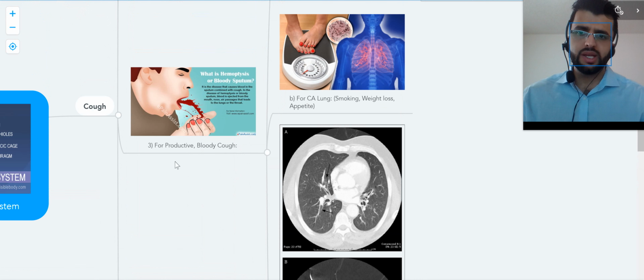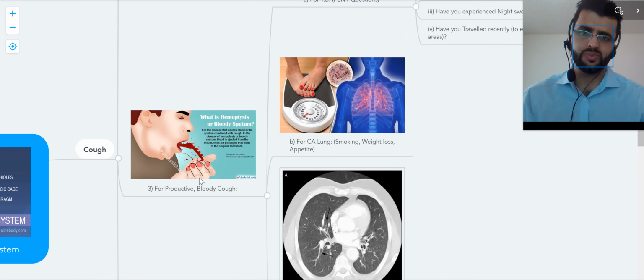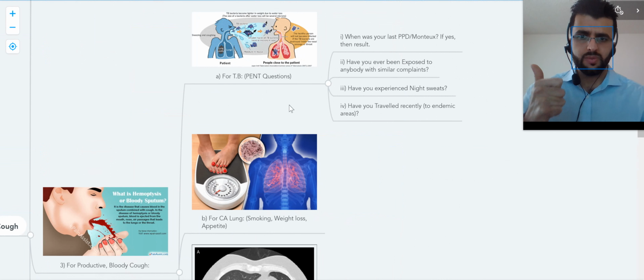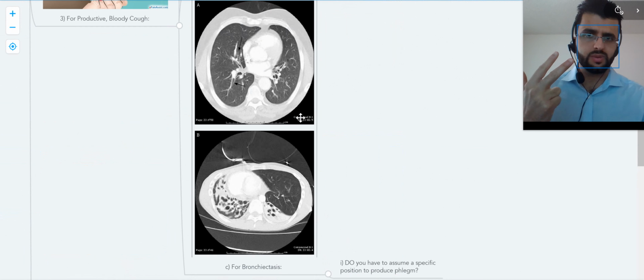So for the bloody cough, productive and bloody cough. Wow, this is serious. More serious. So it could be three things. It could be TB, important. Could be lung cancer, and could be bronchiectasis.